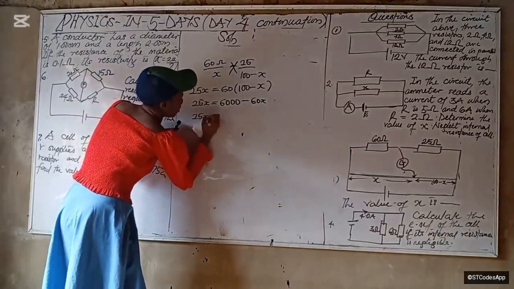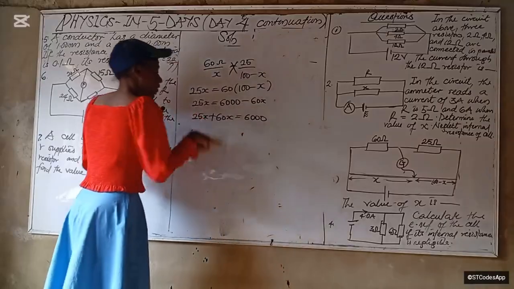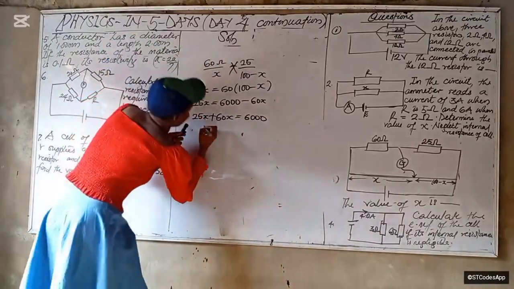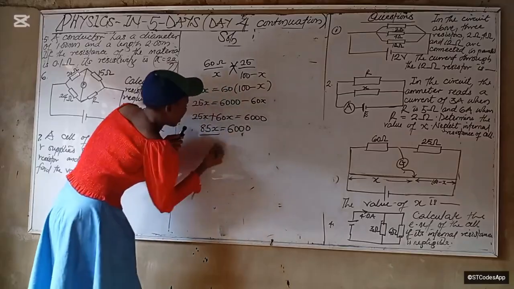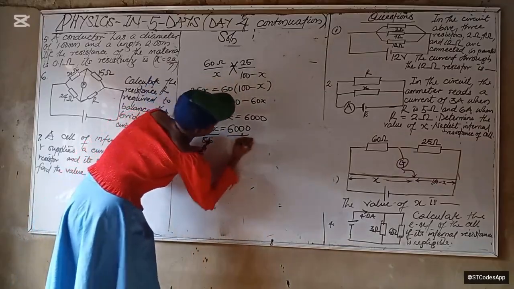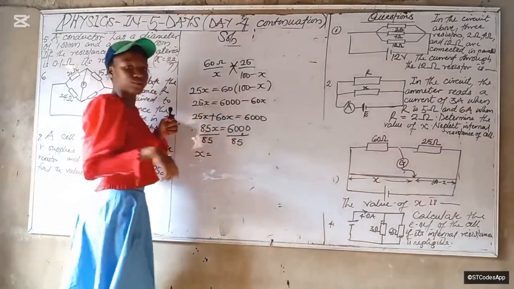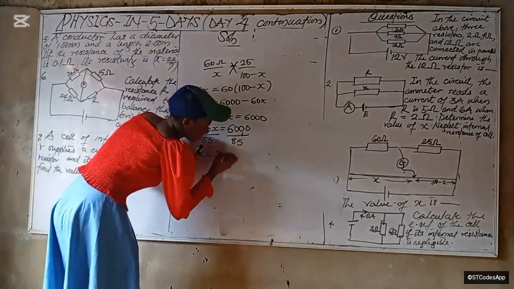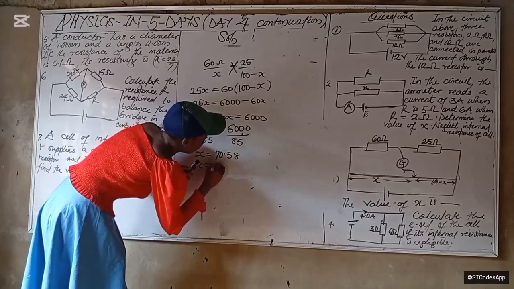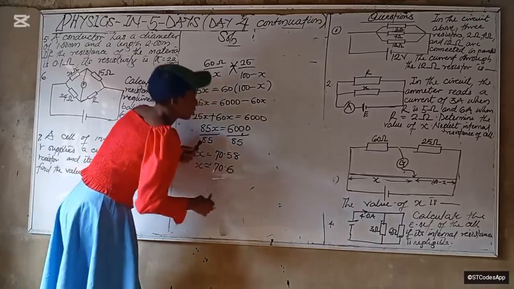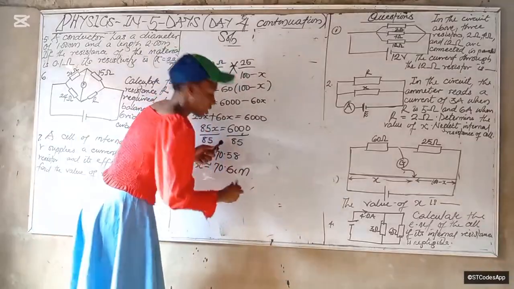So we collect like terms. We have 25x plus 60x equals 6,000. 25 plus 60 is 85x equals 6,000. We divide both sides by 85. x equals 6,000 over 85, which is 70.58, so approximately 70.6 centimeters.